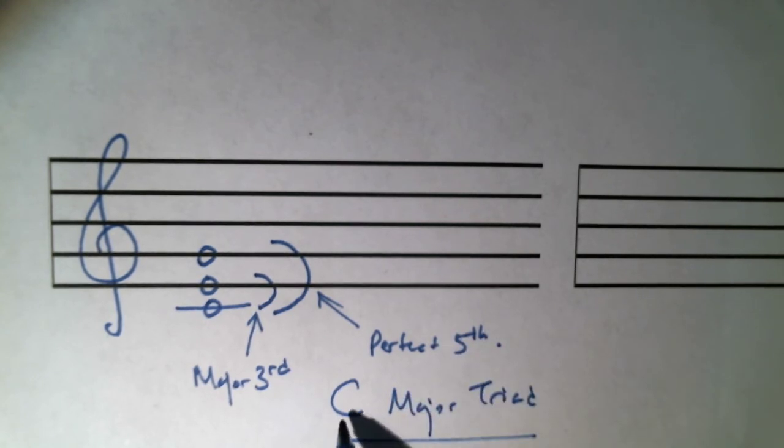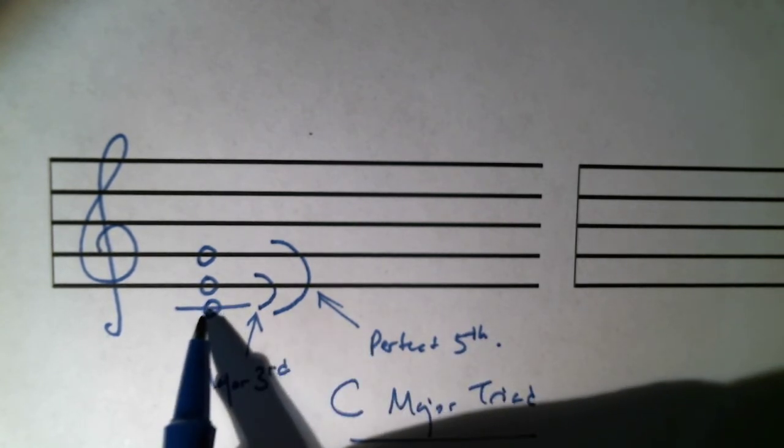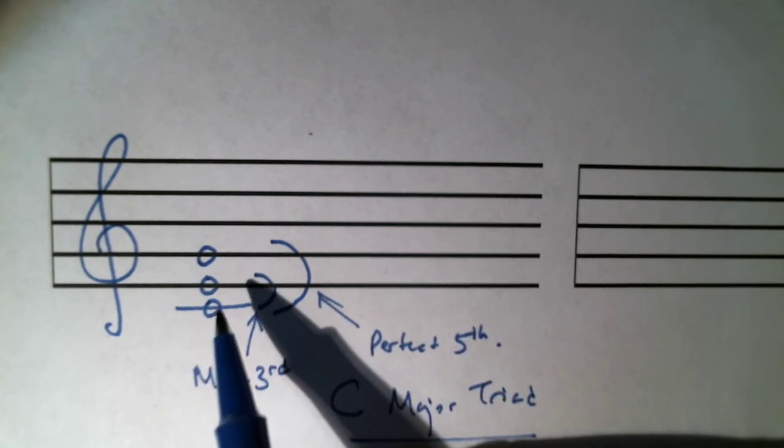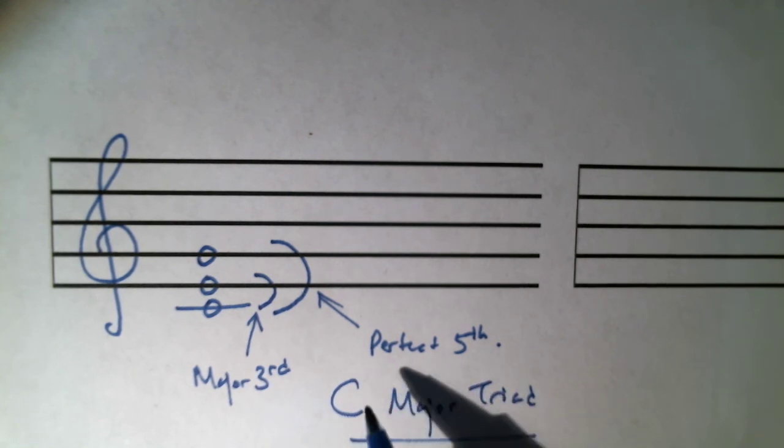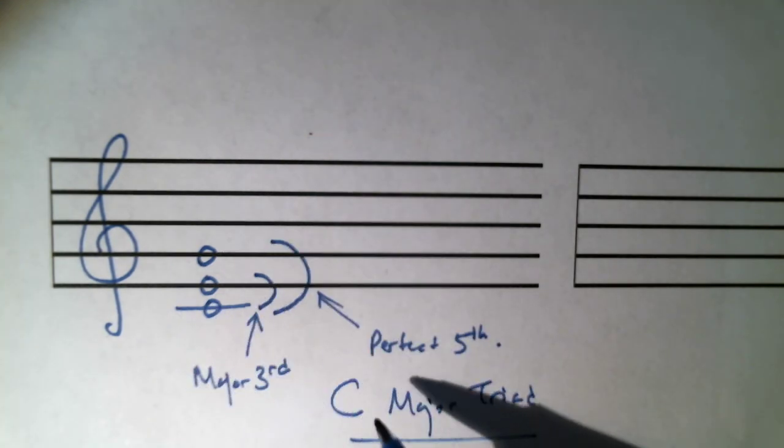We start with the root name, so that's C. Right? So I'm naming this, and if this were C sharp, you would write C sharp. Right? So the whole name of the note. Right? And then the quality. Okay, this is what we're going to call the quality. So this is a major triad. So the whole name for this triad is C major triad.